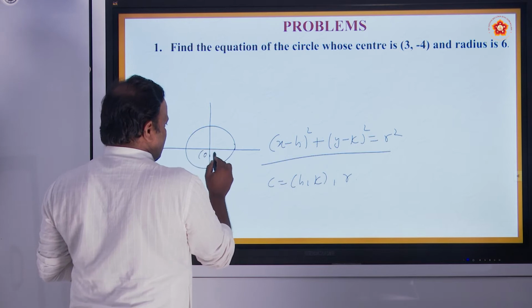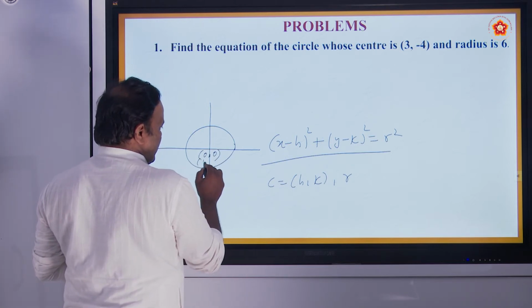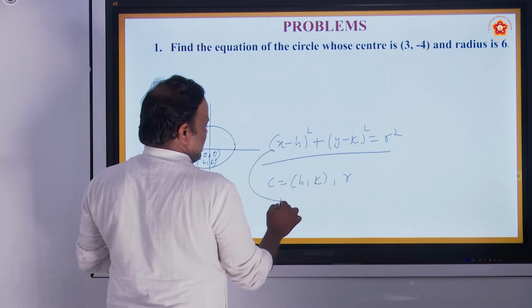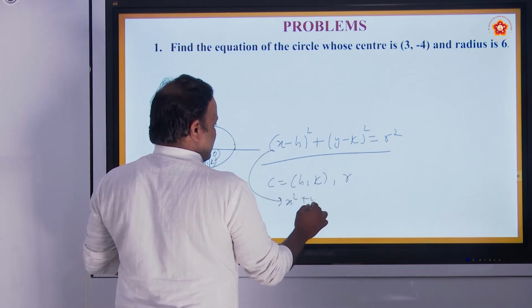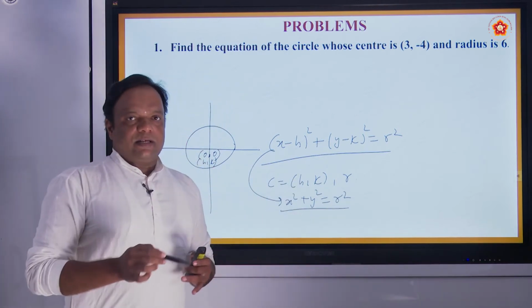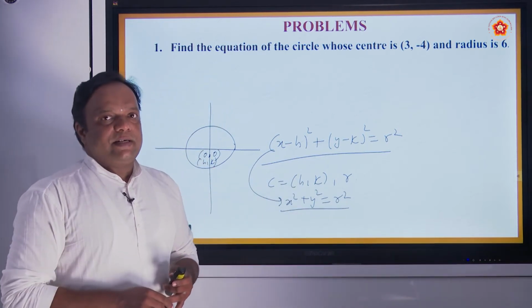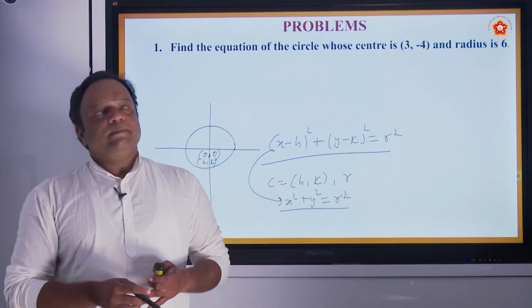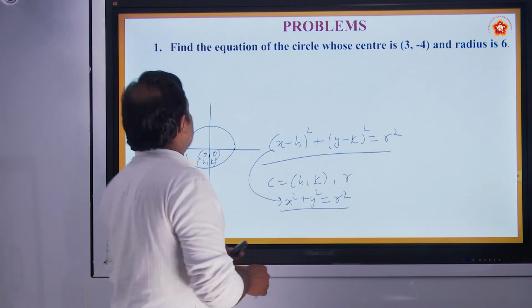So clearly h is equal to 0 and k is equal to 0. This is h comma k. Substituting h and k as 0 here, the equation of circle becomes x square plus y square is equal to r square. This is also the equation of circle in center radius form, where center is 0 comma 0, or origin, and radius is r. Let us start the problem.